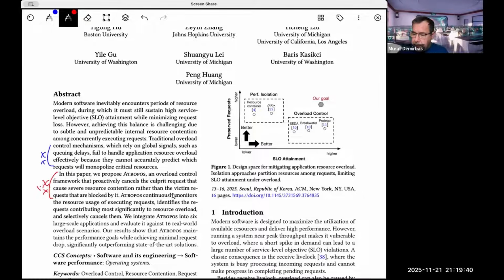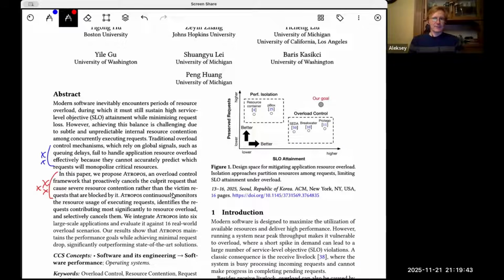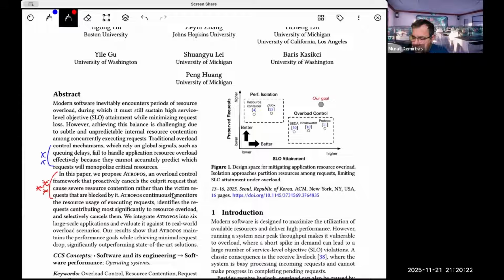Nice. How do you identify it, right? I think that's the meat of it. It's supposed to be. Atropos continuously monitors the resource usage of executing requests, identifies the requests contributing most significantly to resource overload, and selectively cancels them. We integrate Atropos into 6 large-scale applications and evaluate it against 16 real-world overload scenarios. Our results show that Atropos maintains the performance goals while achieving minimal request drop, significantly outperforming state-of-the-art solutions.